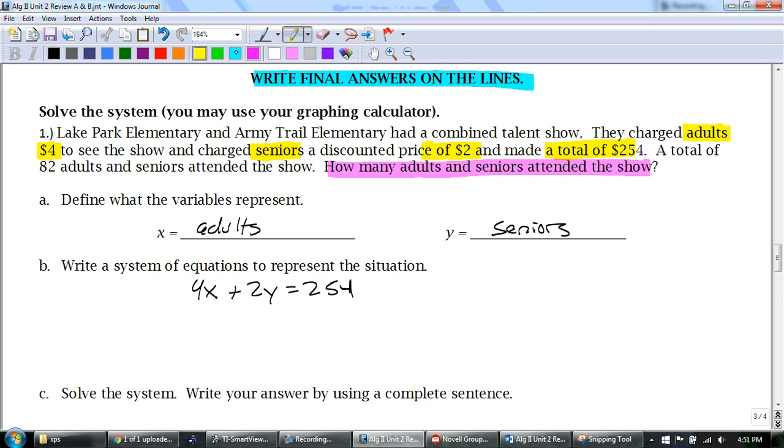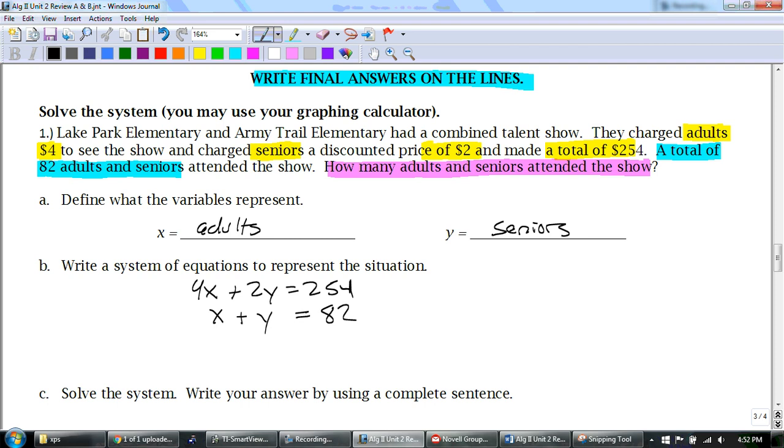Now, our next sentence says a total of 82 adults and seniors attended the show. So my total is 82, but 82 what? Well, adults and seniors. So you add x plus y to get it.